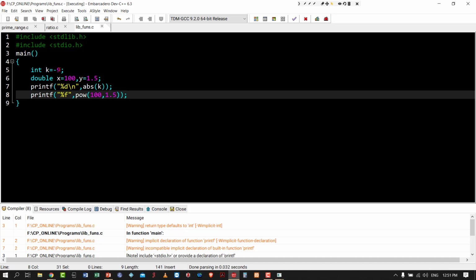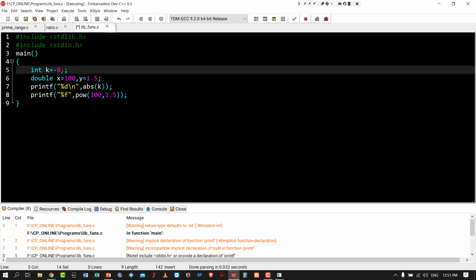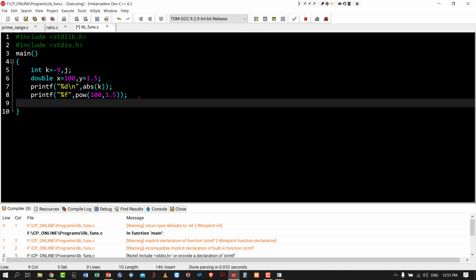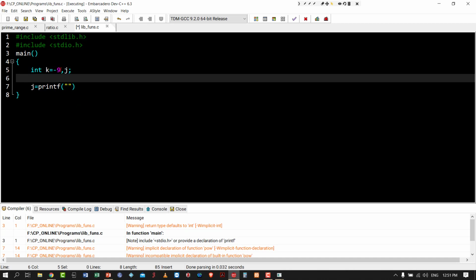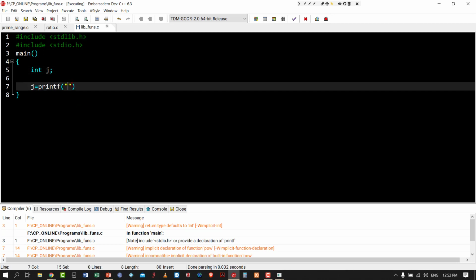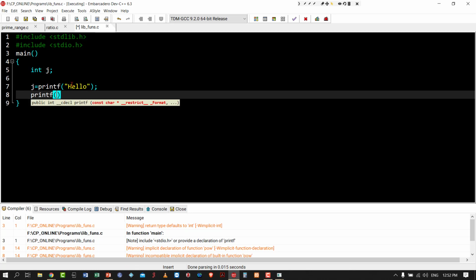Here I will try to explain with the help of an example. I am declaring one more variable called j. j equal to printf. I am removing all these other things for more clarity. Hello. Printf %d, comma j. For understanding purposes, I am giving a \n here.